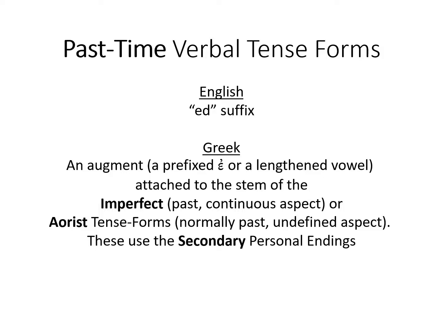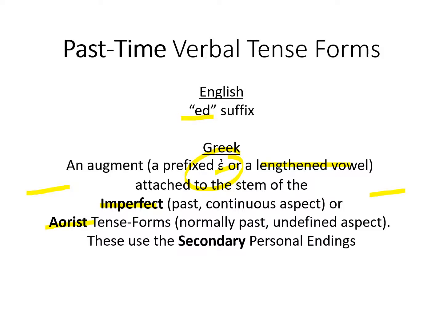We have begun to think about these past time verbs here. And just again, to review in English, we add an ed at the end of a word, and that clues us to a past time. In Greek, we have something at the beginning and the end of a word that are going to clue us to the past time. The beginning, yes, it's that augment, either an epsilon or a lengthened vowel, with the imperfect that we've looked at already, and then the aorist.